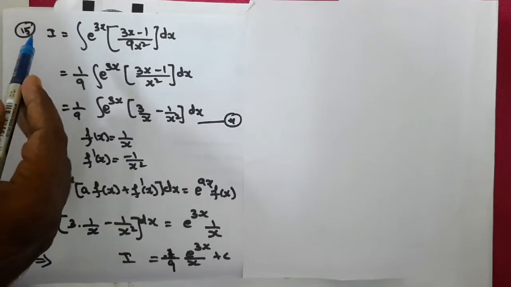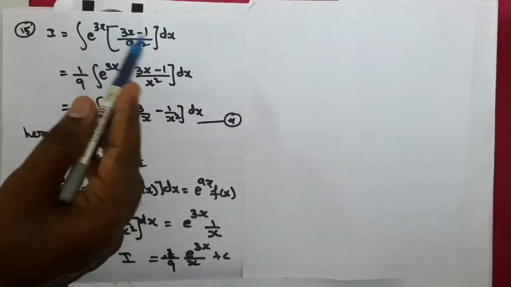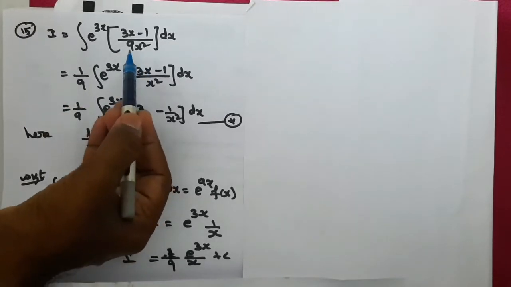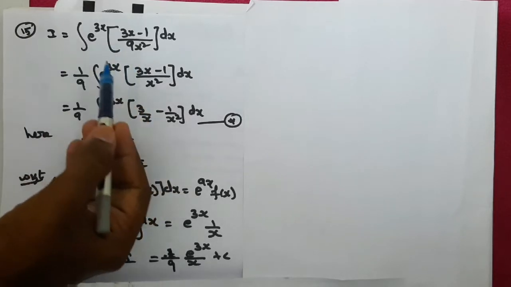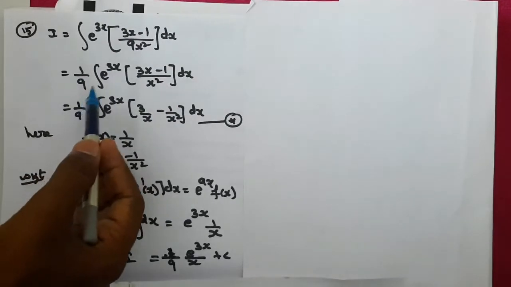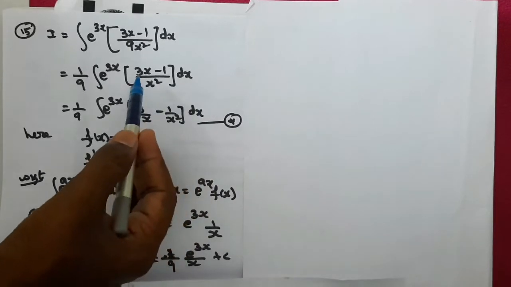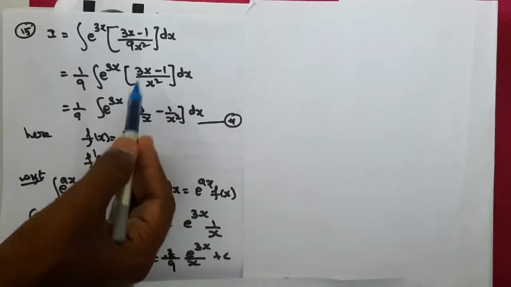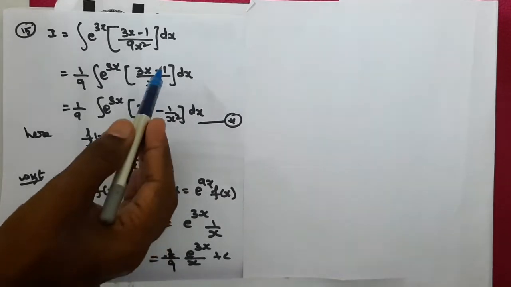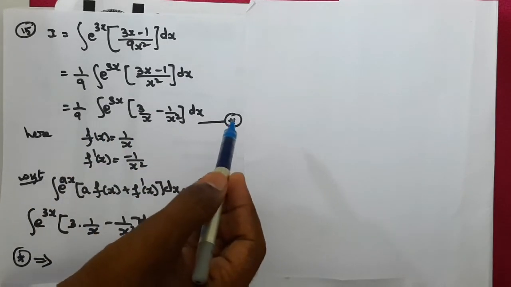Now sum number 15 in the exercise we are going to see. So I equal to integral e power 3x of (3x minus 1) by 9x square into dx. In this sum, first I take the constant 9 in the denominator outside. So it is 1 by 9 for the whole part. So when you take it out, 1 by 9, e power 3x of (3x minus 1) by x square into dx. I'm going to divide the 3x term by x square. So when I divide 3x by x square, one x cancels. So we'll be having 3 by x minus 1 by x square. So we got this, and we are going to take it as the star marked equation.